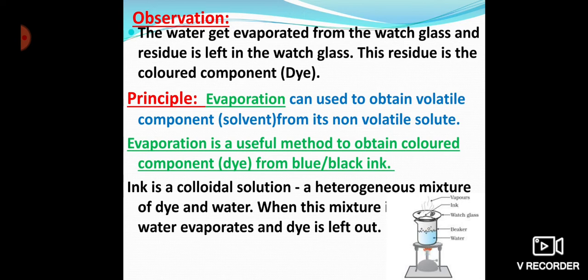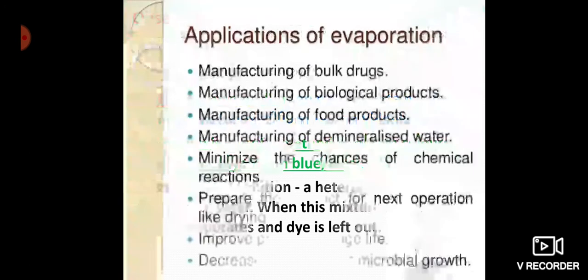This method can be used to separate the non-volatile components, that is the solutes, which are dissolved in the volatile solvent. This is the principle behind the process of evaporation. This technique is a very useful method to obtain the color component from blue or black ink. In this experiment, ink is a colloidal solution, that is, a heterogeneous mixture of dye mixed with water, and here the water evaporates and the dye is left out.